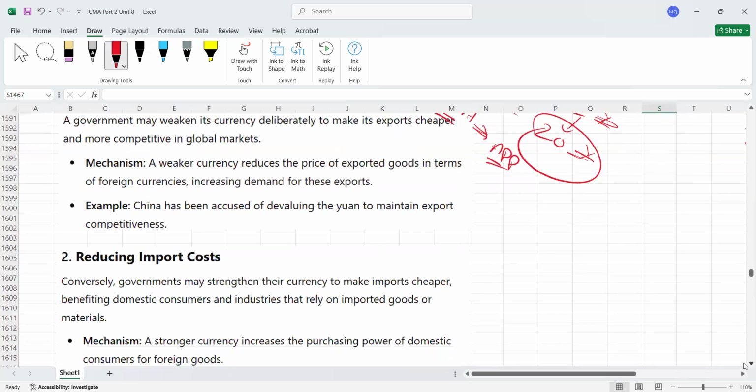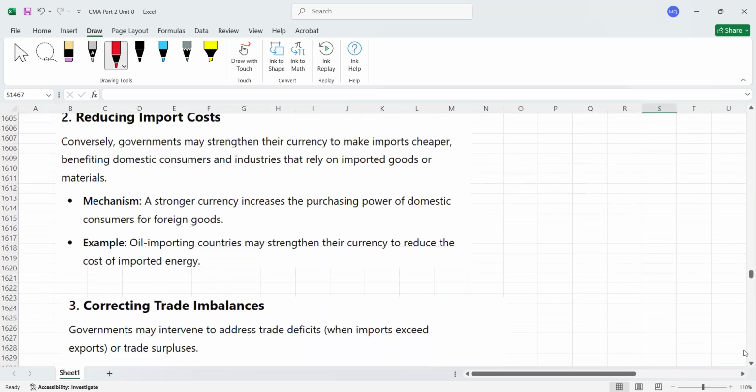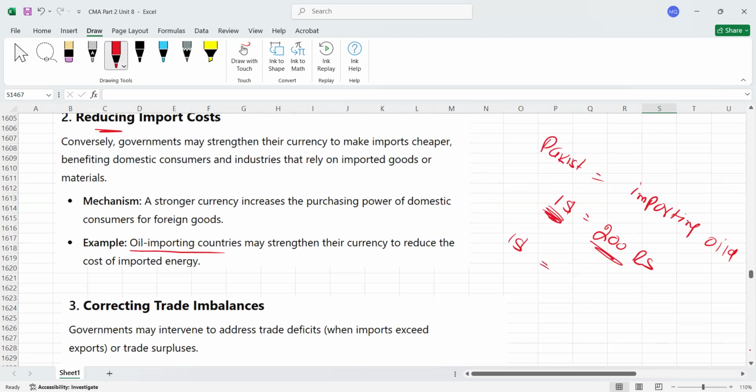Please remember here, this is a general statement, and I'm going to explain reducing imports now. The example is oil importing countries. Let's assume any country, for example Pakistan. Let's assume Pakistan is importing oil. Now, if $1 equals 200 Pakistani rupees, because oil prices are quoted in dollars, right? Let's assume this is the rate: $1 equals 200 rupees. And what if $1 becomes 1 rupee? Just assume hypothetically.